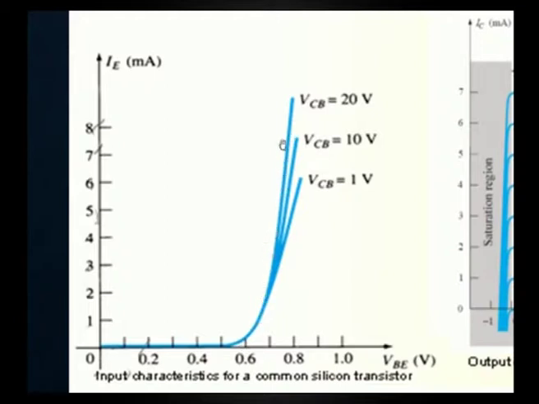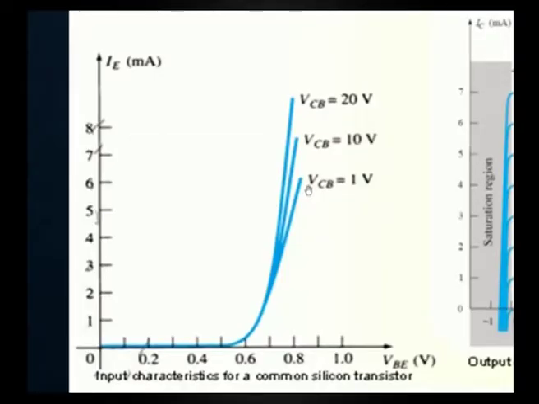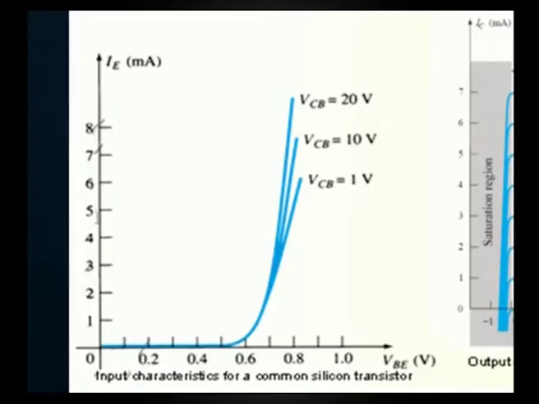The emitter current is always measured in milliamps, and it increases like this for different collector to base voltages, where we need to keep the collector to base voltage constant. So, by varying the base to emitter voltage, we need to remember the configuration. Base to emitter is the input voltage, and the emitter current is the input current. That is why input current versus input voltage, keeping the output voltage constant, gives the input characteristics.